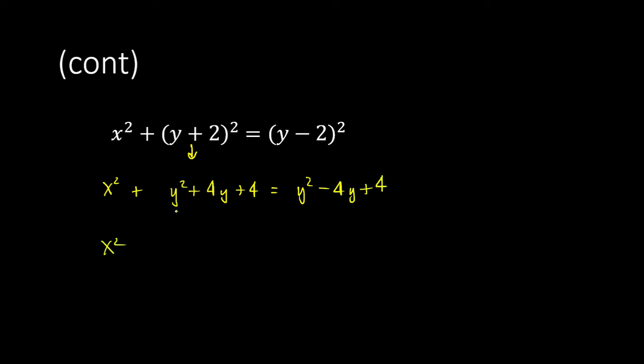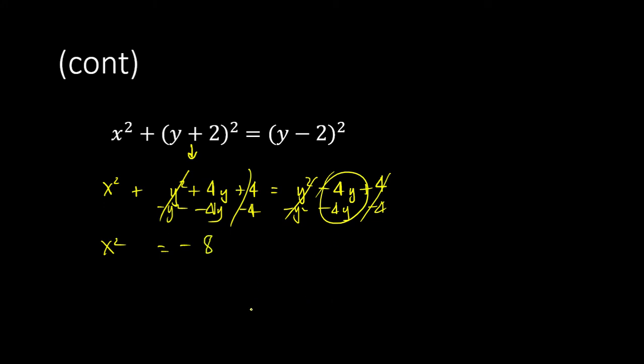I gather like terms. If I subtract y squared from both sides, my terms cancel. If I subtract 4 from both sides, my terms cancel. If I subtract 4y from both sides, I end up with negative 8y. Something to watch out for here: you might get so cancel crazy that you think my 4y's will cancel out. If you ever end up with a 0, if everything cancels out, that's a hint that something's gone wrong. So I've got x squared equals negative 8y.